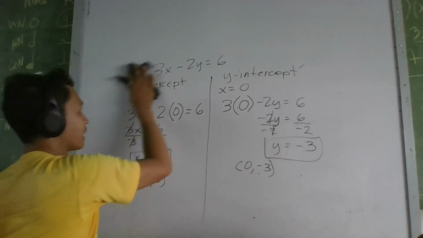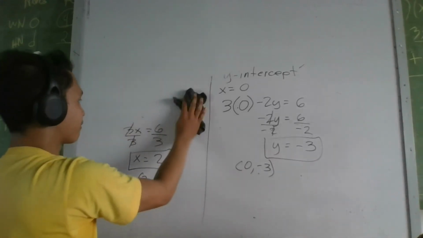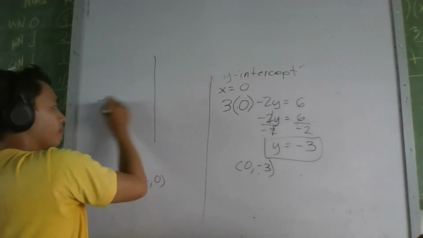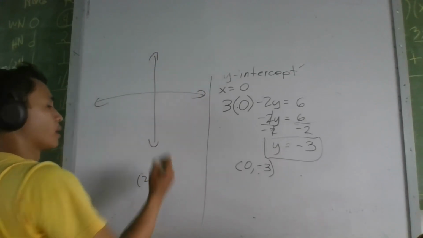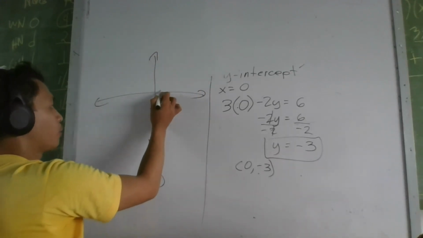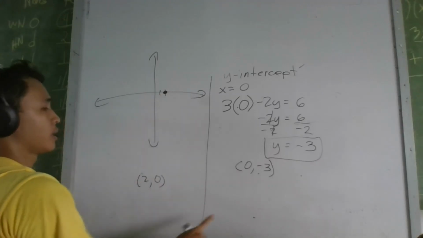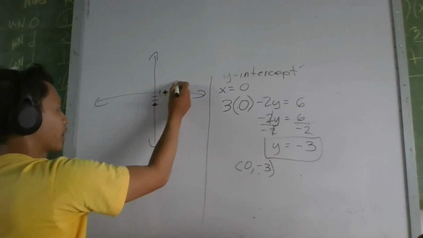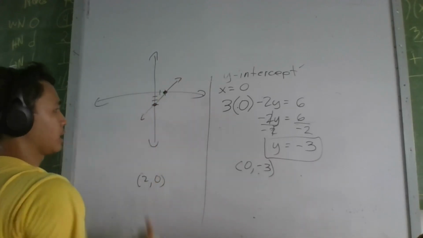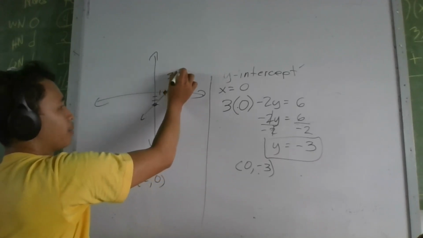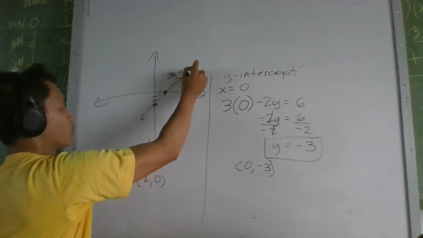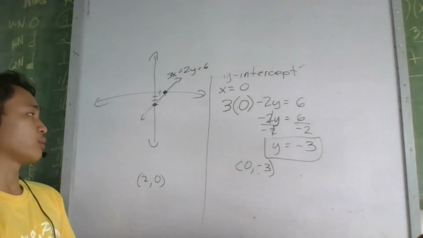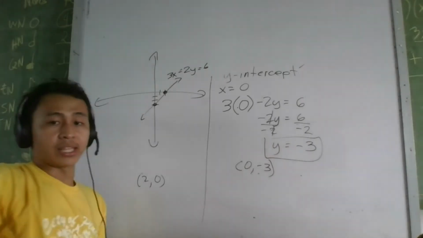We can now graph that one. So if we're going to graph that in a Cartesian plane, so that would be, okay, that would be 2, 0, okay? Then 0, negative 3. It's right there. Then connect the 2 points. Yan yung magiging itsura ng 3x minus 2y equals 6. Okay? That is if we use the x and y intercept.